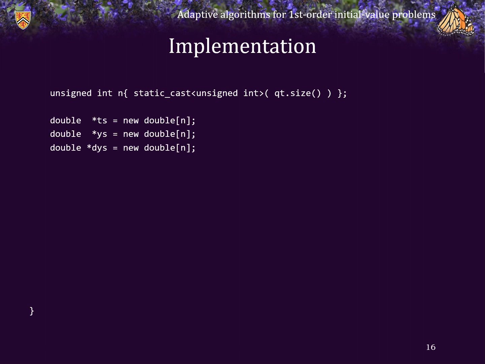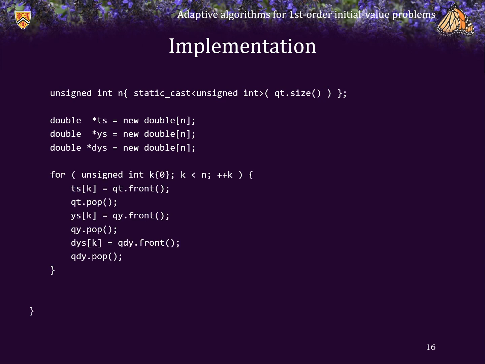We're going to create 3 new dynamically allocated arrays of the appropriate size, and then we will start copying over from the queues into these 3 arrays. Having done so, we will return a tuple containing n minus 1, because after all, n is the number of t values, but everything we've discussed up until now has the value being the number of intervals. So we're going to be consistent. We will return n minus 1 and the 3 arrays.